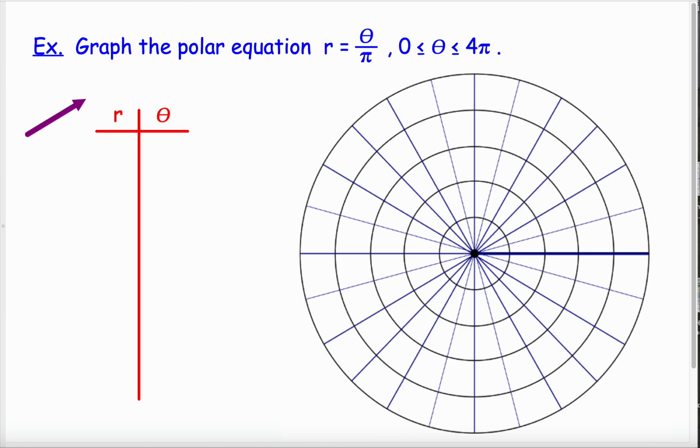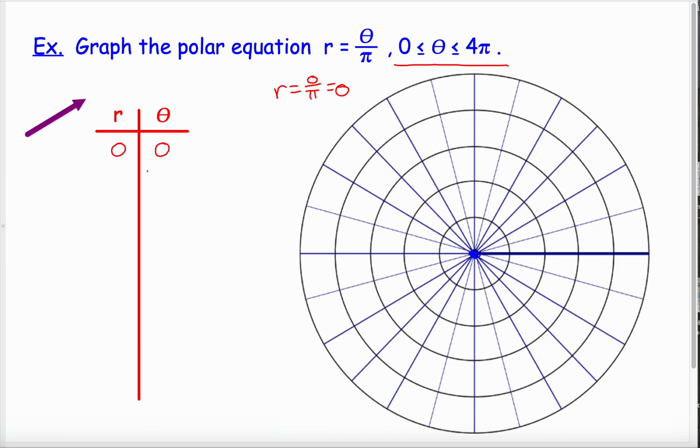Okay, also notice we have a restriction here. The thetas that we pick have to be between 0 and 4 pi. So let's try and go in order. I think that'll make life easier. So let's start with 0 radians. And then let's just plug that in. So I plug in 0 and I get r equals 0 over pi, which is 0. Oh, so that's just a point that's at the pole. So I'll plot that right there at the center.